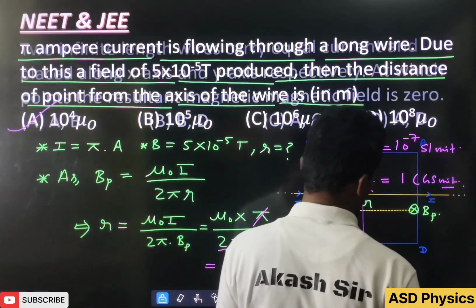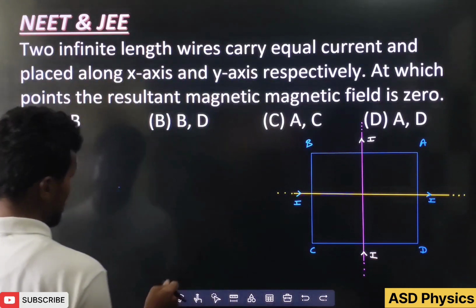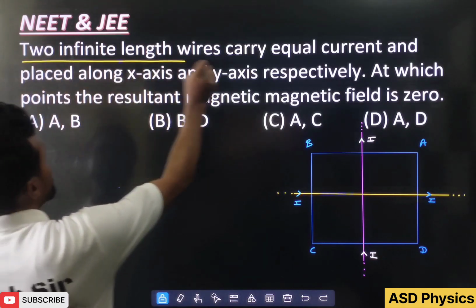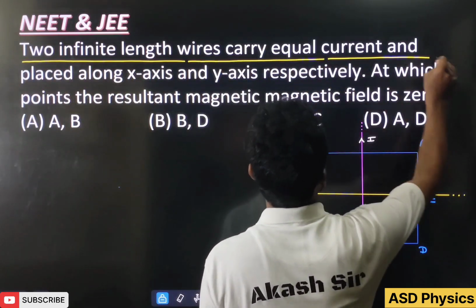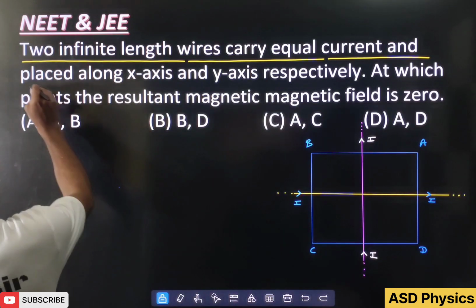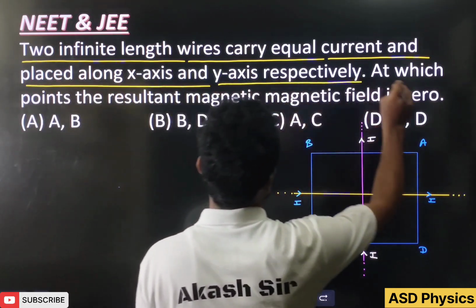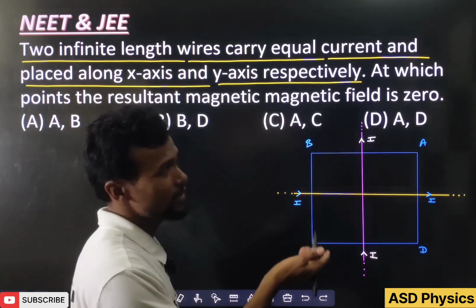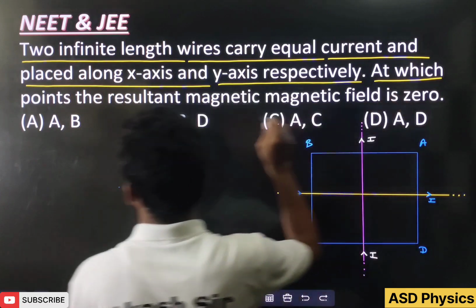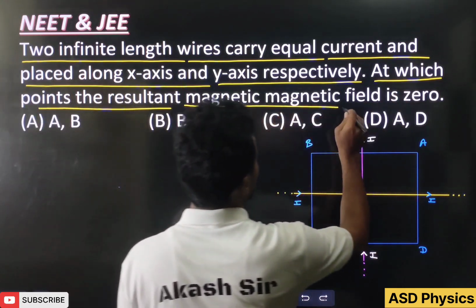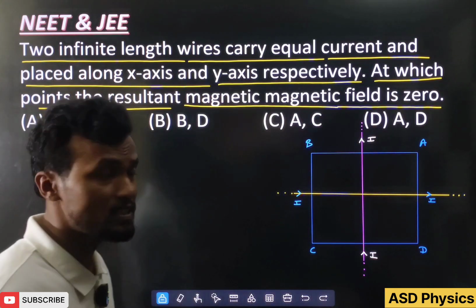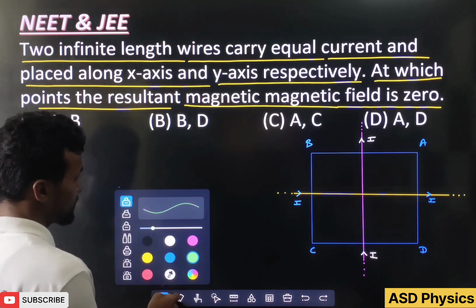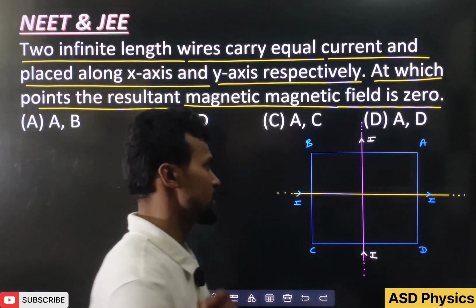Now students, after that we'll move to the next question here. Very important question. Even in a CBSE sample paper they have asked this kind of question. So see, two infinite length wires carry equal currents and are placed along the x-axis and y-axis respectively. You can see yellow color along the x-axis, and pink color along the y-axis. So see, at which points is the resultant magnetic field 0? Even in sample papers they have asked at which points the magnetic field is stronger inside, stronger outside. So we'll cover all the cases.